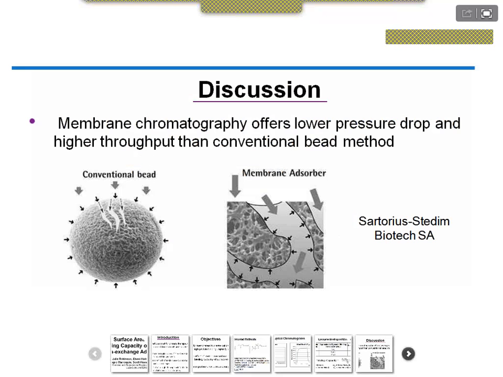Membrane chromatography offers lower pressure drop and higher throughput than the commercial resin bead column method. The pictures below show that conventional resin beads offer binding sites only on the surface, while grafting polymer chains from the membrane surface creates a 3D scaffold which results in more protein binding sites, hence the higher throughput and lower pressure drop.